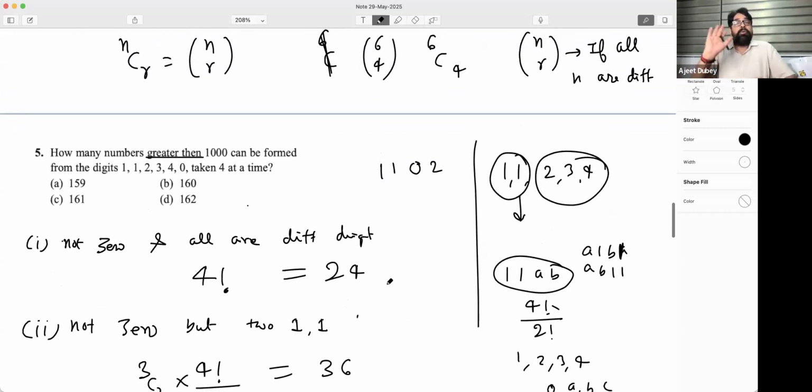See, when we have to make cases, all of you should understand. Cases will happen if there is more than one restriction. If there is more than one restriction, you have to solve it by making cases.